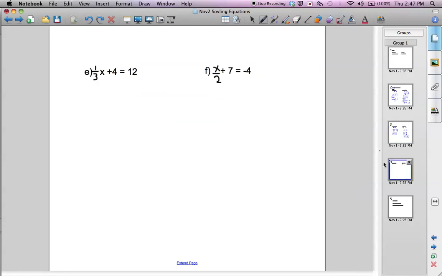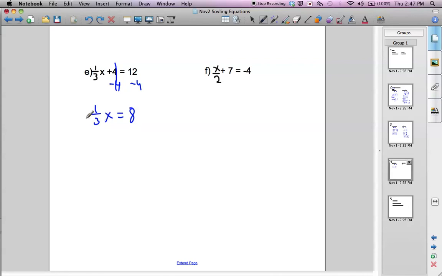A couple harder examples involving fractions. Okay, here same thing. You want to isolate x, so we're going to subtract 4 from both sides of the equation, get rid of the 4. We have a third x equals 8. So a third times x equals 8.